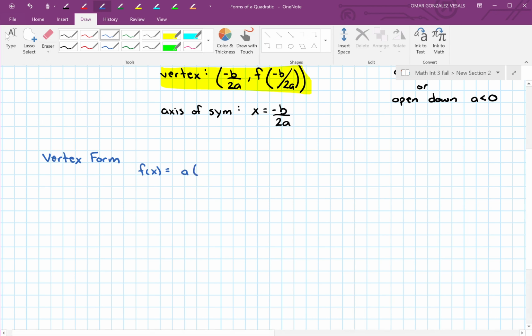F of x equals a times (x minus h) squared plus k. Okay, let me rewrite that again. That looks ugly. Sorry.